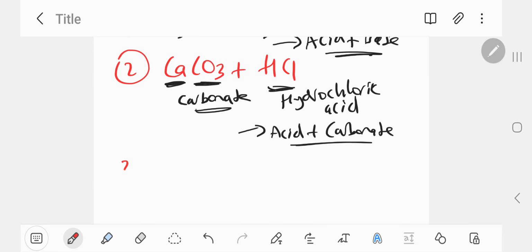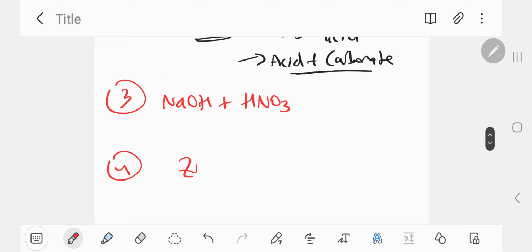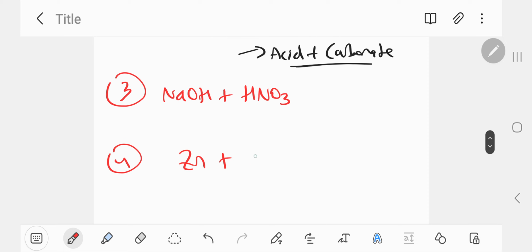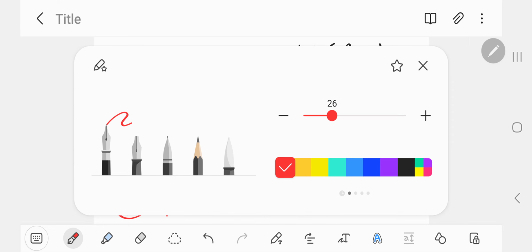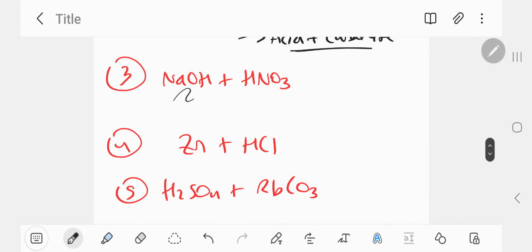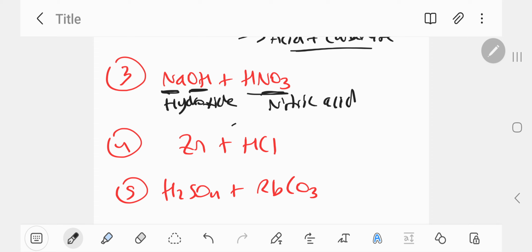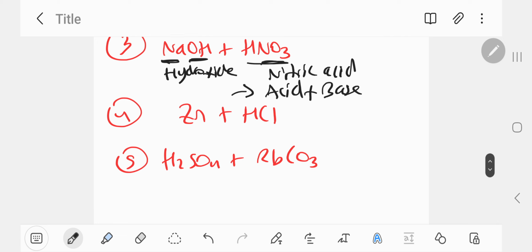Let's do the next couple of questions. Same idea. So NaOH, that's sodium here, and that's hydroxide, so that's sodium hydroxide. I'll just put hydroxide for now. HNO3 by definition is nitric acid. So you have an acid plus a base reaction, because hydroxide's a base.